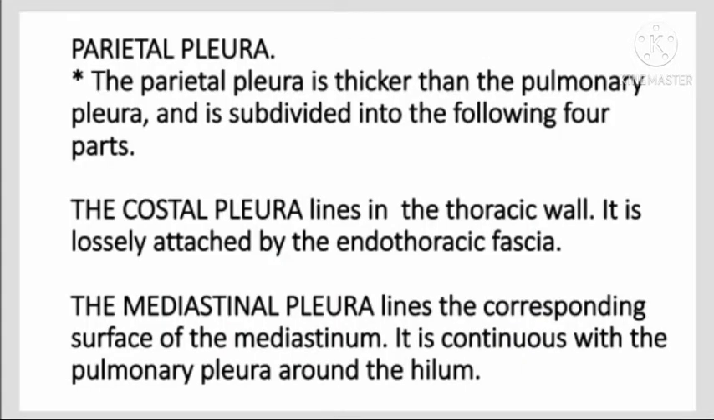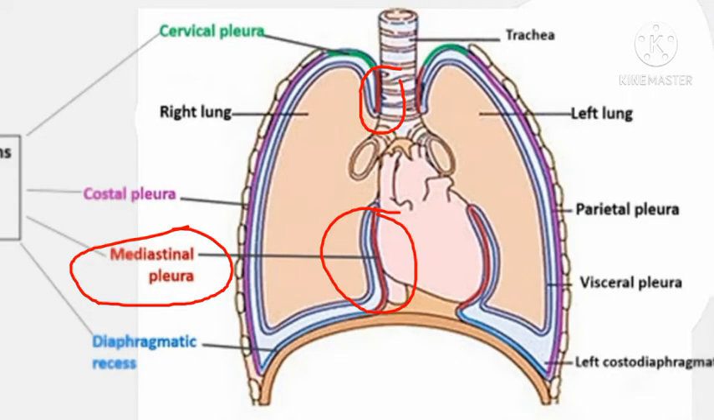The mediastinal pleura lines the corresponding surface of the mediastinum. It is continuous with the pulmonary pleura around the hilum. The red color which you can see in this diagram is mediastinal pleura.